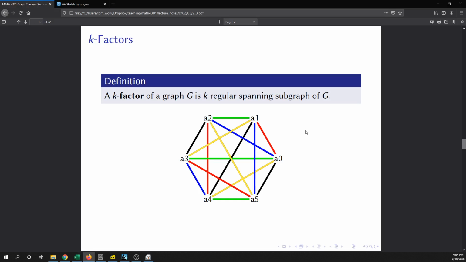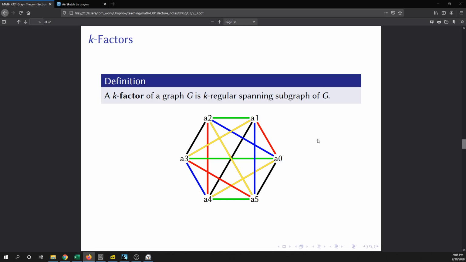So for instance, here we have the complete graph on 6 vertices. It is 5-regular, right? Because every vertex has degree 5. 1, 2, 3, 4, 5, 1, 2, 3, 4, 5, and so on. So 5-regular. And a k-factor is k-regular, and it also has to be a spanning subgraph of G. Remember, that is a subgraph of G that contains all of the vertices of G.